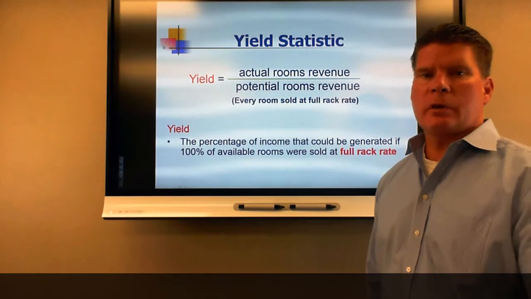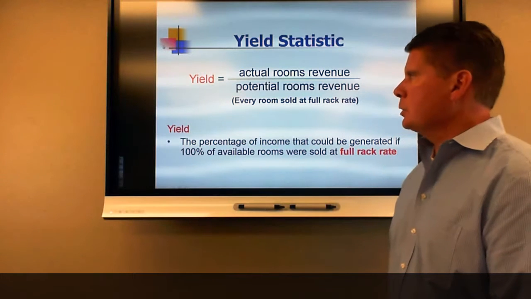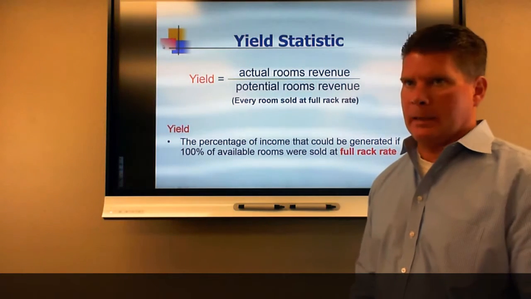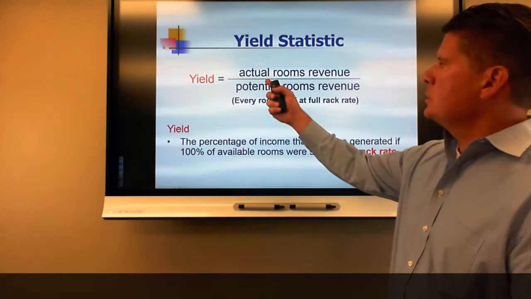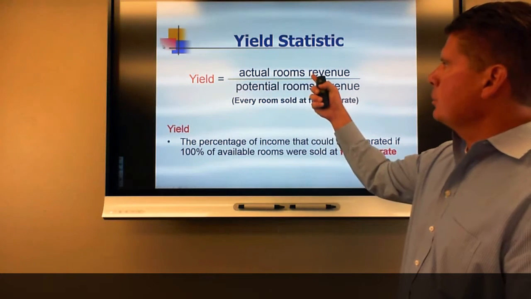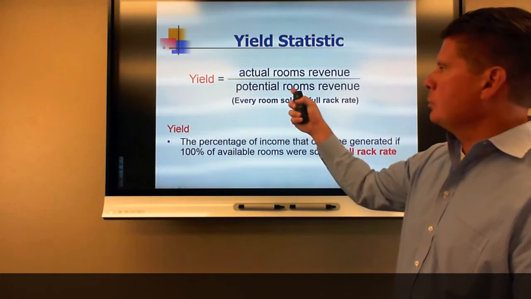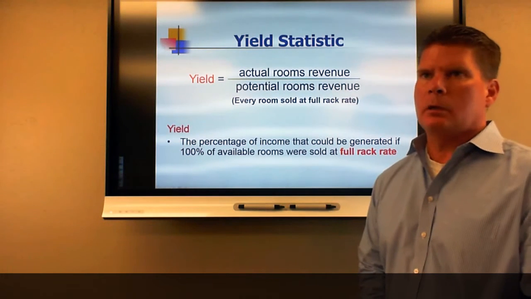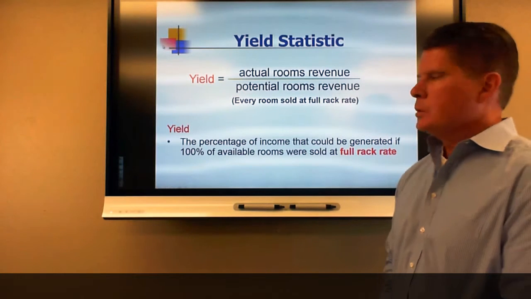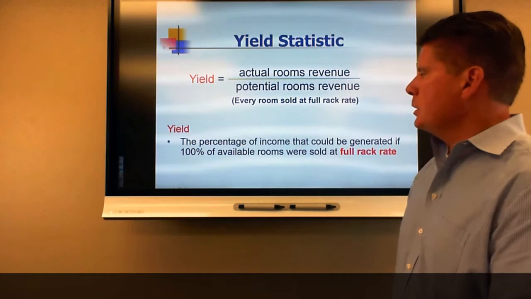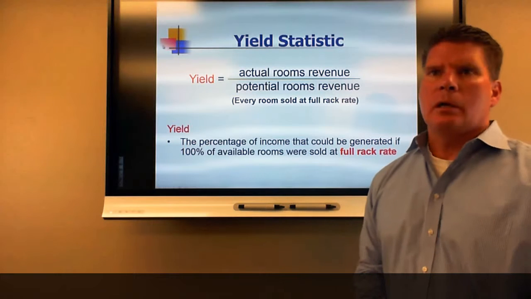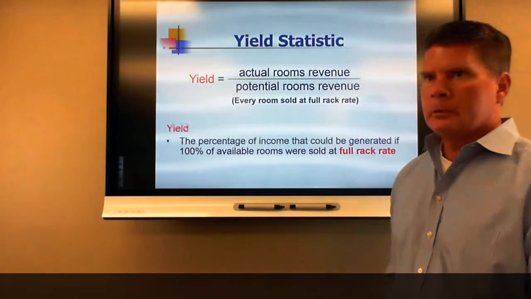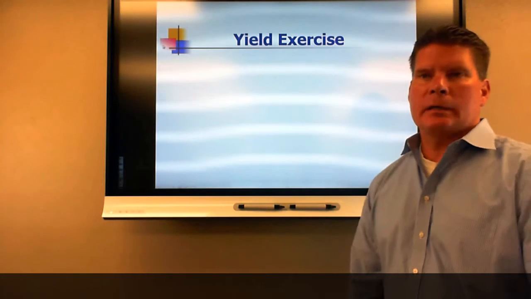Yield statistic is very important in the hotel industry because it lets you determine how much money you should have made. So the yield statistic formula is your actual room revenue over your potential room revenue. And potential room revenue is if you sold every single room in the hotel at your full rack rate. So yield is defined as the percentage of income that could be generated if 100% of available rooms were sold at full rack rate.